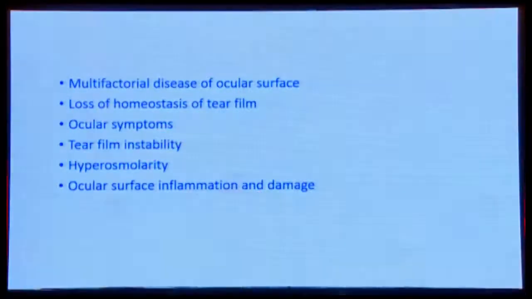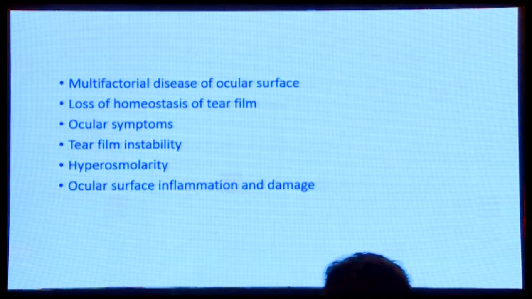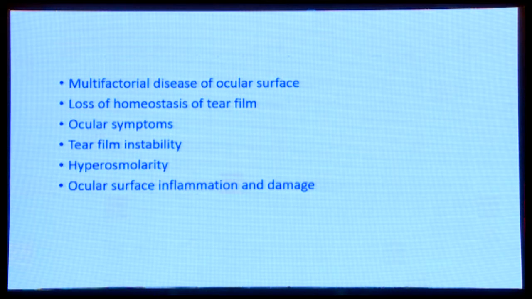ocular surface. Ocular surface means the whole of adnexia, which includes the lacrimal glands, meibomian glands, the tear film, the conjunctiva, the cornea. It is also defined as the loss of homeostasis. That means the balance between the body functions which are related to the chemical composition of the tissues and the body fluids. It causes ocular symptoms, and along with all the inflammation damage, it causes tear film instability and hyperosmolarity.